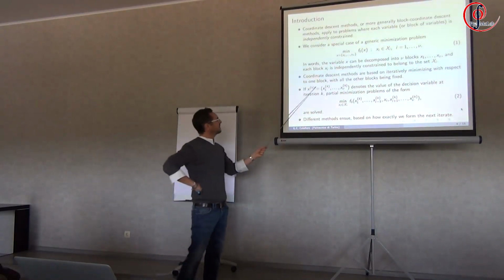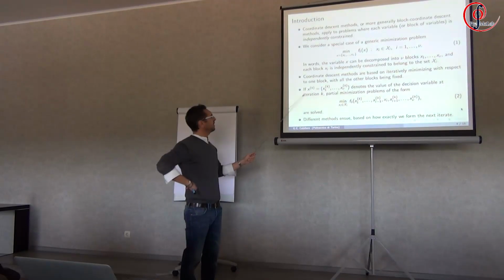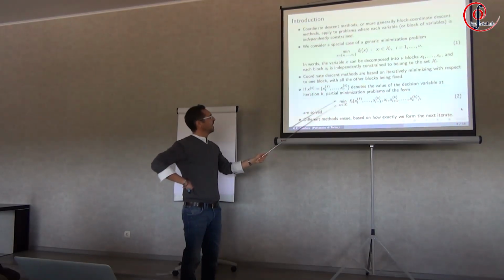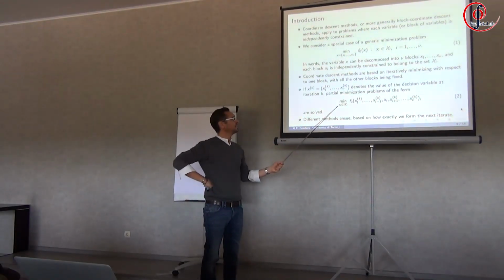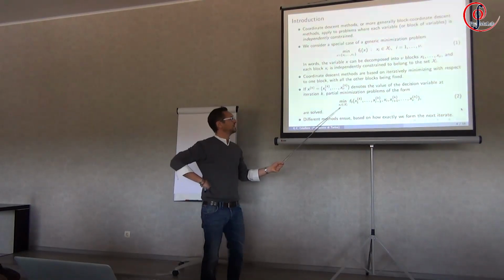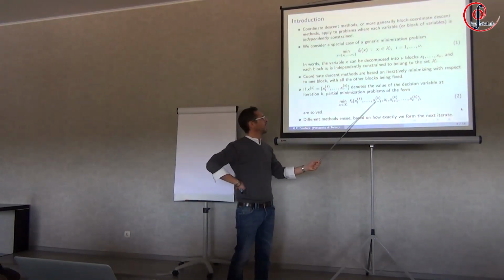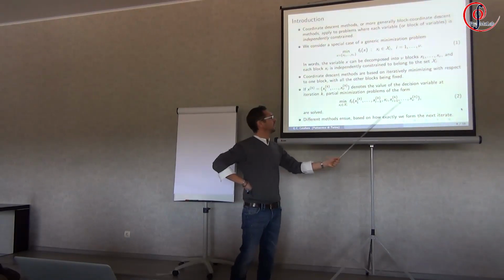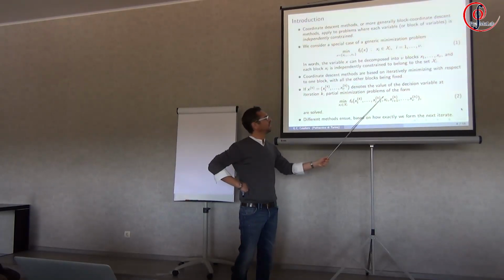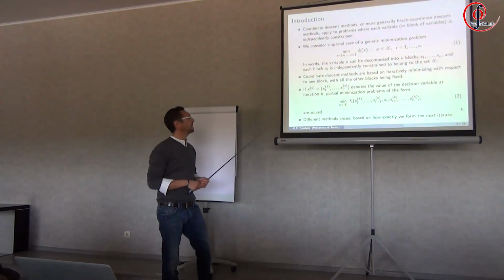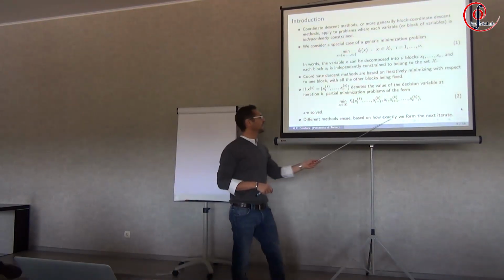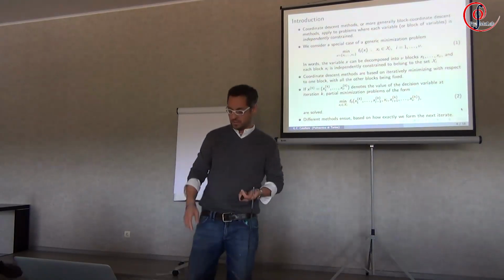So if xk denotes the value of the decision variable at some iteration k, we solve a partial minimization problem of this form. We minimize over variable xi, because all the other variable blocks here are fixed to their previous value at the previous iteration, and we just do the optimization over this single variable or this single block of variables. But this generates a whole family of methodologies based on how exactly we form the next iterate.